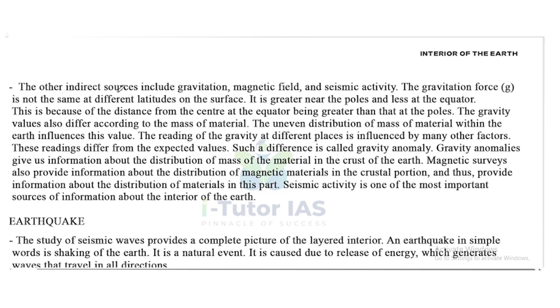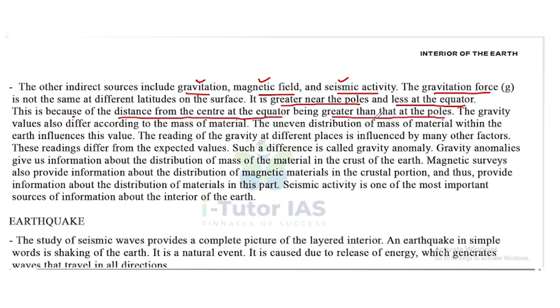The other indirect sources include gravitation, magnetic field and seismic activity. The gravitational force, that is g, is not the same at different latitudes on the surface. It is greater near the poles and less at the equator, because the distance from the center at the equator is greater than at the poles.